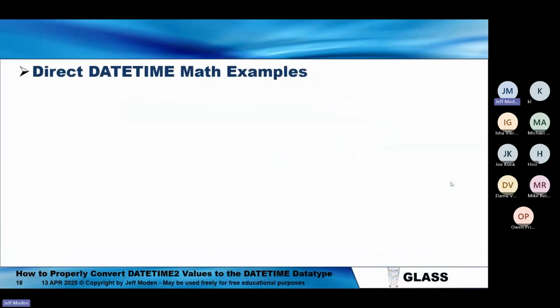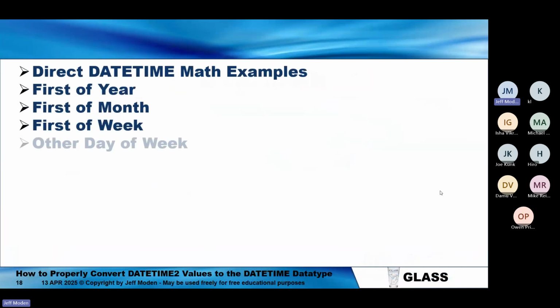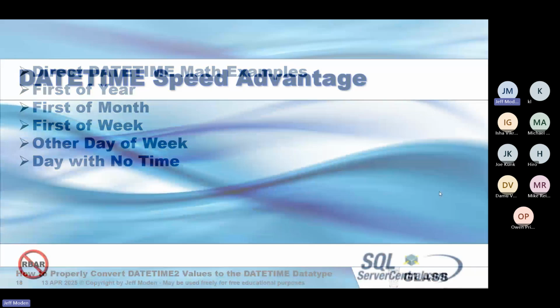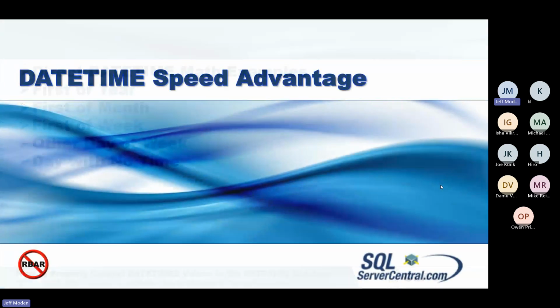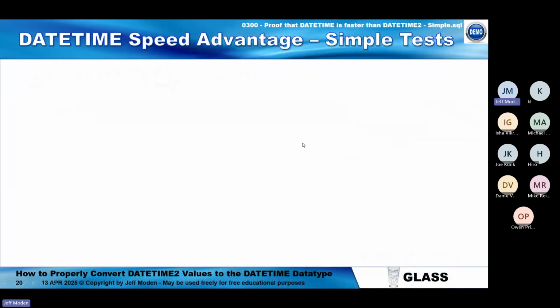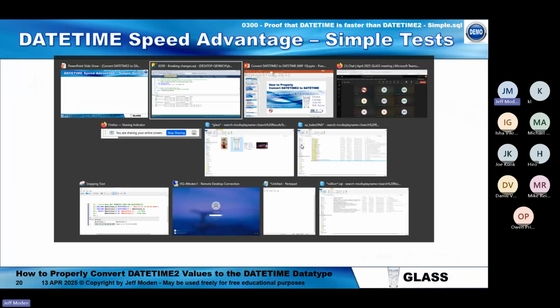All right, so some simpler date math, some direct date time math examples. The first of the year, first of the month, first of the week, other day of the week, a day with no time. There's a bunch of different calculations that you can do that might have implicit conversions in them. I don't have a list of all the different code here for you. I'll try to get that put in later on. But a really good reason why people want to use DateTime is because of the speed advantage. So let's start taking a look at that. Let's go over here to script 300.